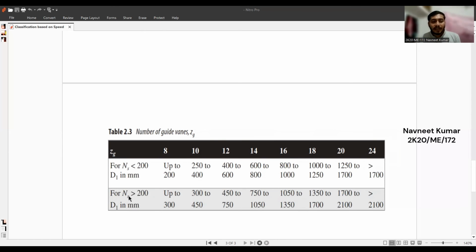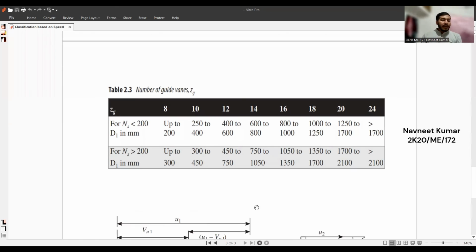Similarly, when the specific speed is more than 200 rpm and the diameter is up to 300 millimeters, the number of guide vanes is 8, and it changes with 300 to 450 millimeters, the number of guide vanes is 10. When it changes to 450 to 750 millimeters, the number of guide vanes is 12. Similarly, 14, 16, 18, etc.